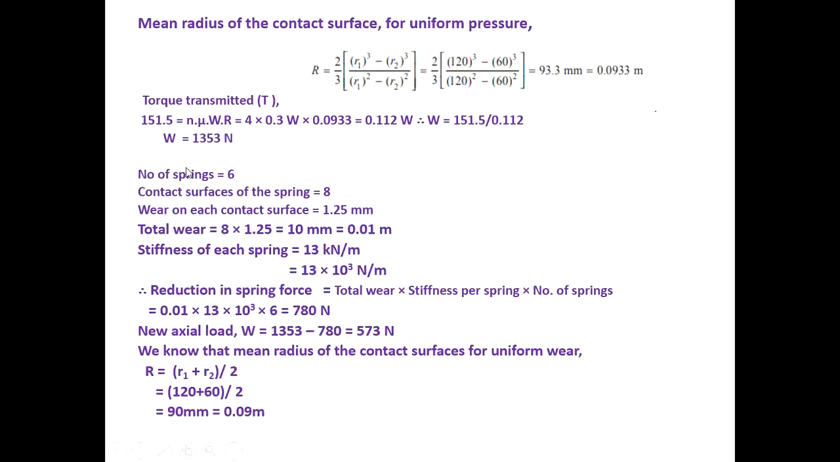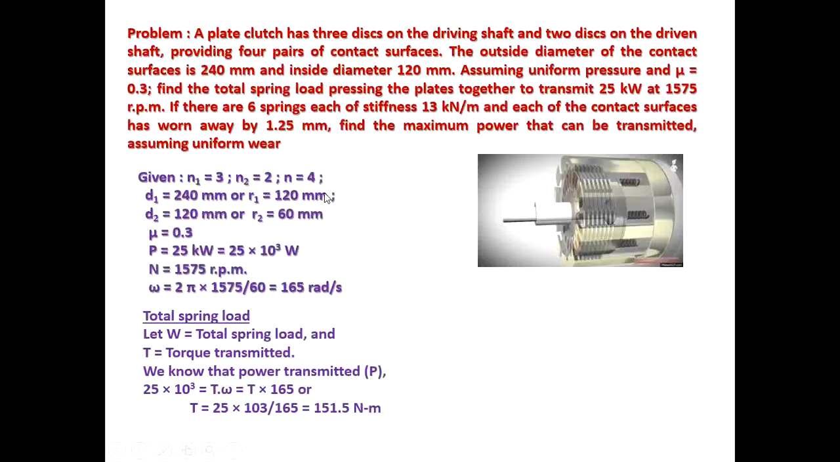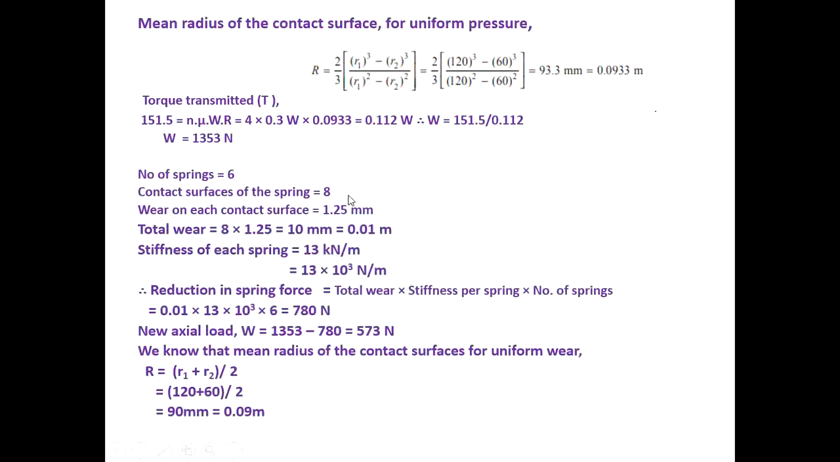Let us take the number of springs as 6, that is given, and the total contact surfaces as 8. Since there are 4 contact surfaces and the springs act on both sides, we have to take 8 contact surfaces, and the wear on each contact surface is 1.25 mm. By multiplying this we get the total wear. So total wear is 8 into 1.25, which gives 10 mm or 0.01 meter. And the stiffness of each spring, given in the question, is 13 kilonewton per meter, so 13 into 10 power 3 Newton per meter.